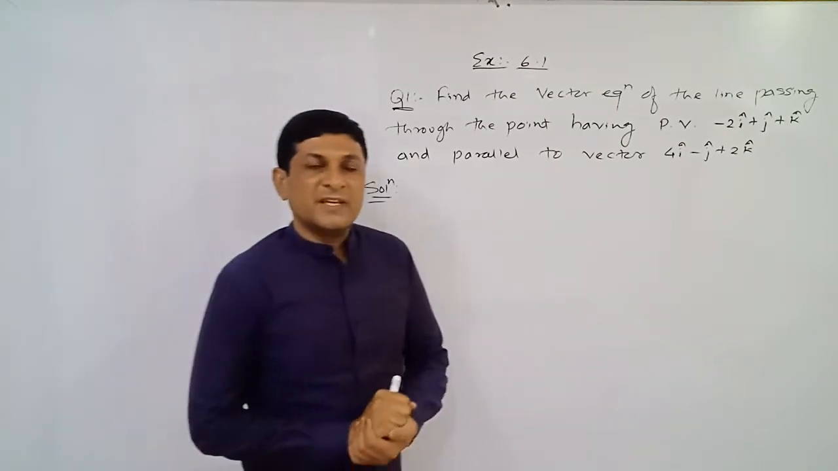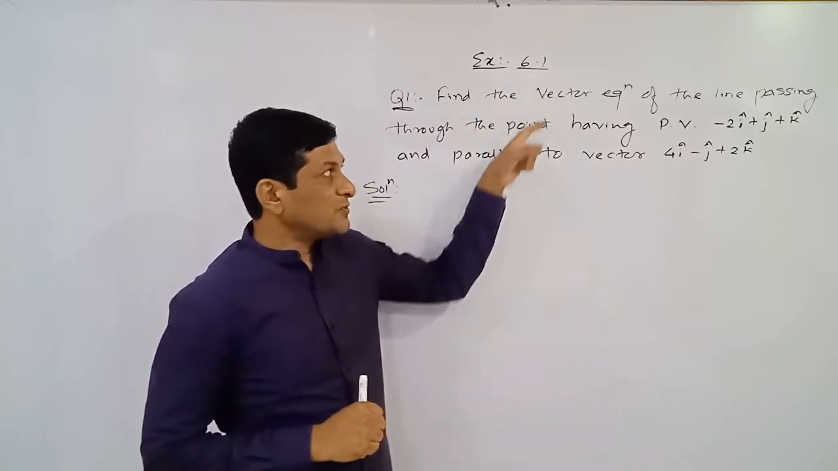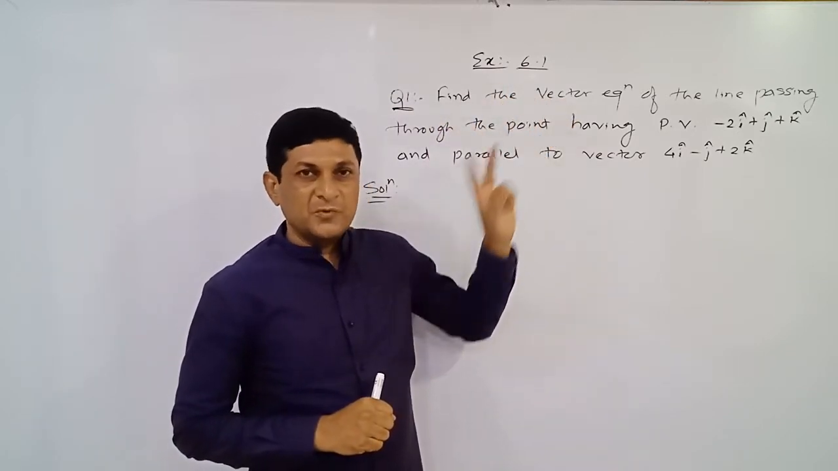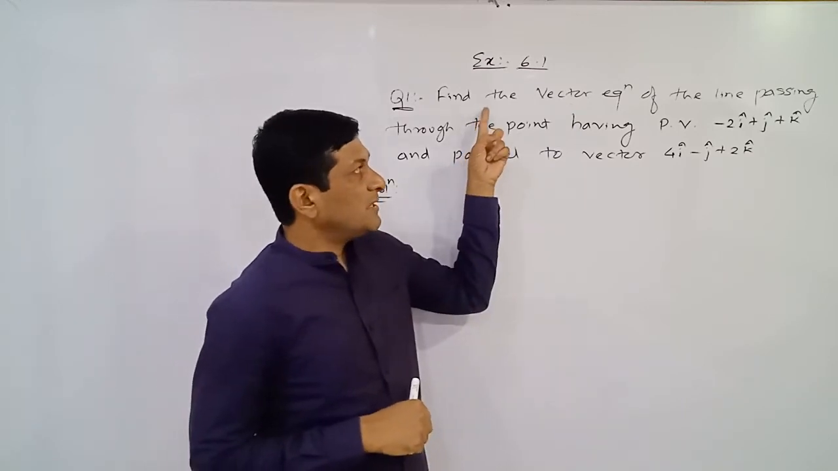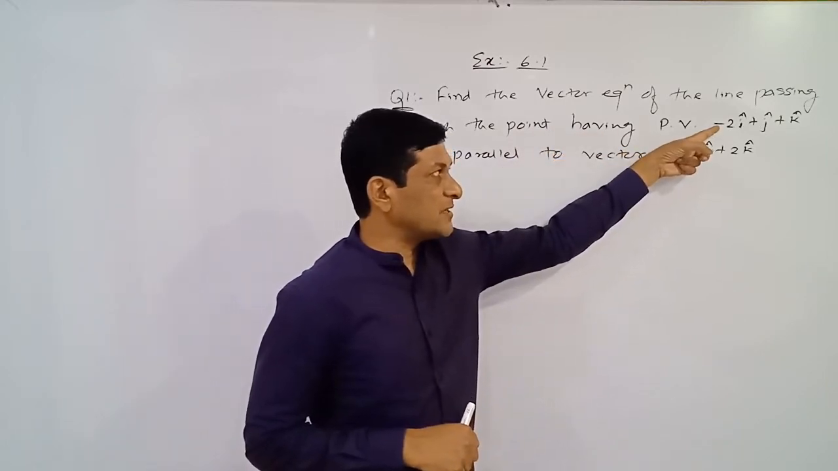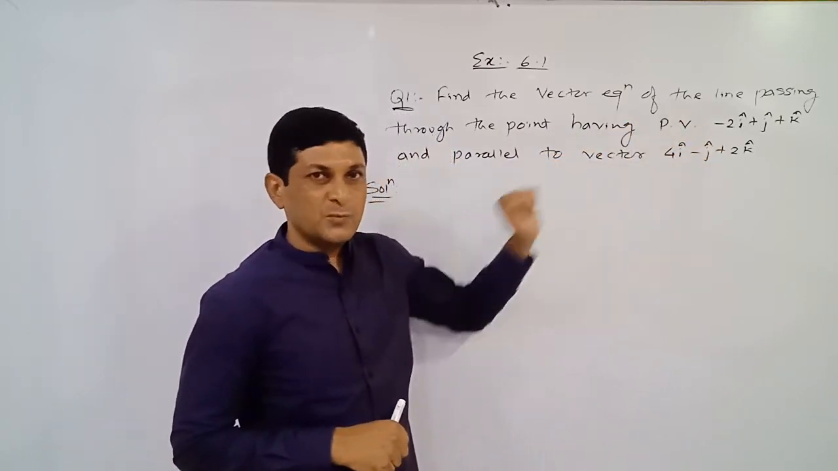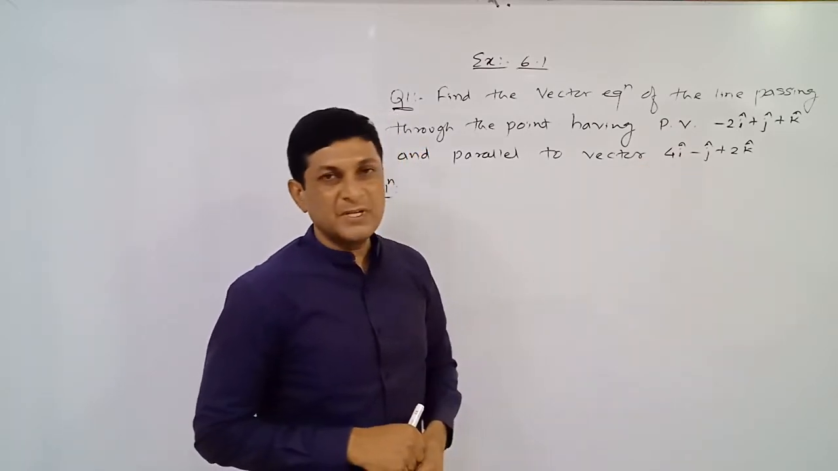Now we are solving example number one from the first exercise. Here we have to find the vector equation of a line. We will have two formulas to find the vector equation of a line. See, the vector equation of the line passing through the point having this position vector, which is the position vector of one given point on the line, and parallel to the vector 4i cap minus j cap plus 2k cap.